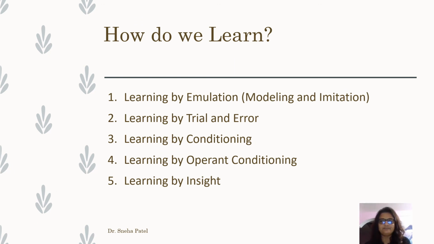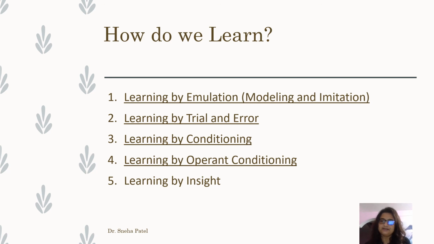Learning is a relatively permanent change in behavior that takes place either due to experience or practice. But how does this learning take place? Here in your chapter, we are going to deal with these 5 methods of learning, which are learning by emulation, learning by trial and error, learning by conditioning, learning by operant conditioning, and learning by insight. These we shall be dealing with in our next classes.